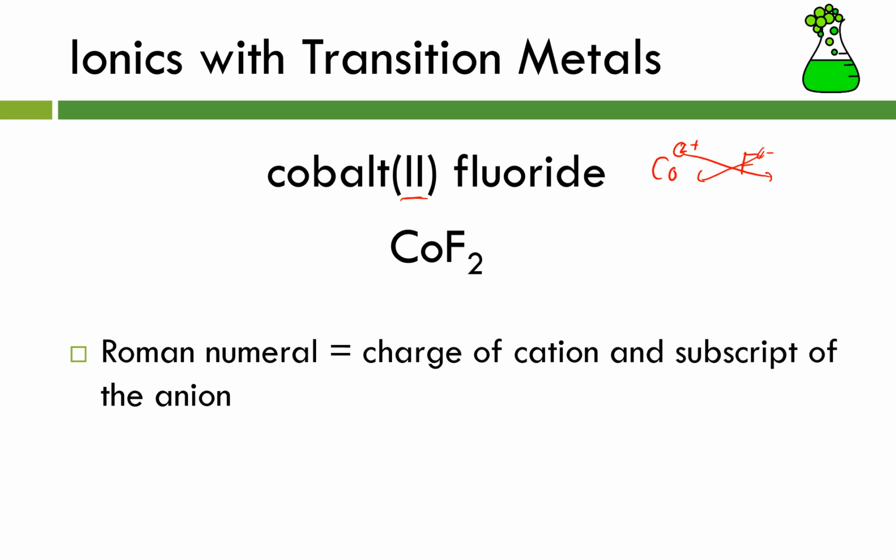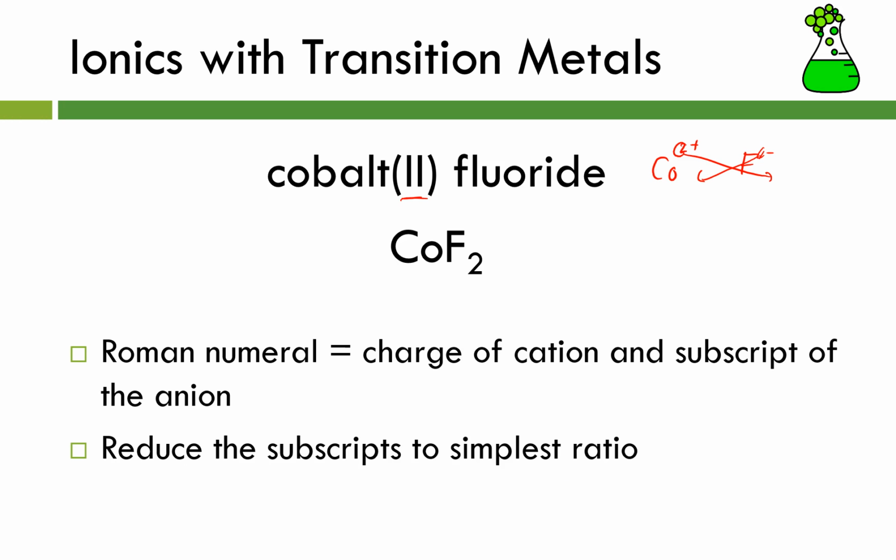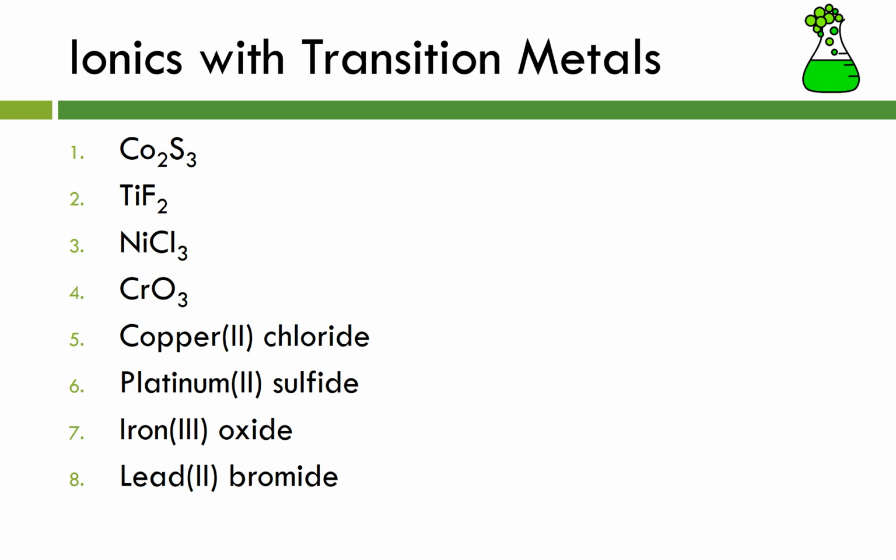Remember, the Roman numeral is telling us the charge of the cation, and often that's going to be the subscript of the anion unless things have been reduced down. Again, reduce the subscripts to the simplest ratio. We'll always see that when we're expressing formula units for ionic compounds. So just like last time, there's a whole bunch of practice problems for you to work with. Pause the video, try these out, and we'll check them over together in a minute.